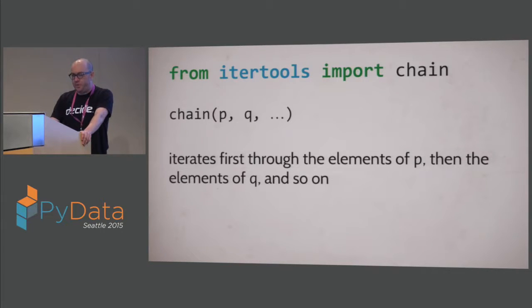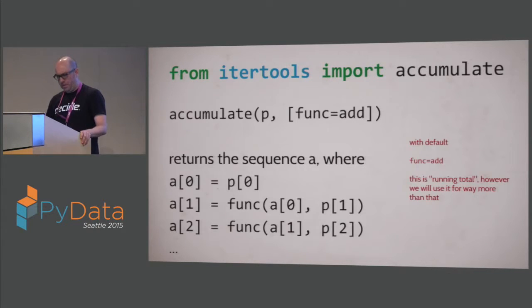There's chain, which if you have multiple iterables and you want to run through one, and then another, and then another, it will just go through the elements of the first one at a time, then the elements of the second one at a time.